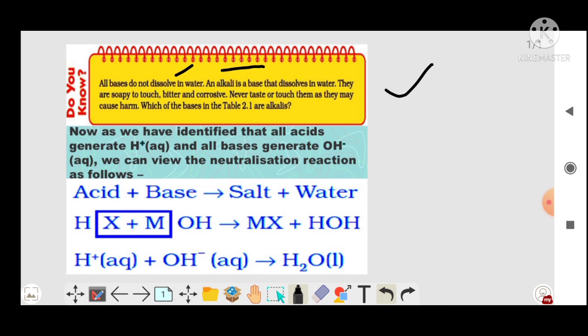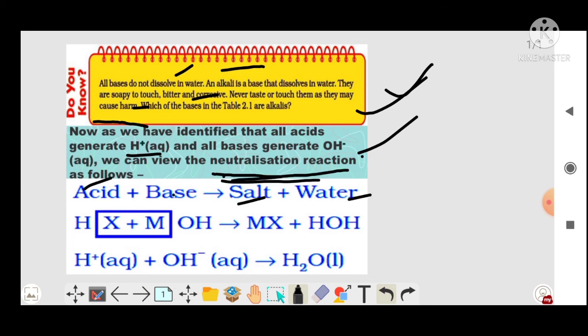ठीक है, alkali is soapy in touch, bitter and corrosive. Never taste or touch them as they may cause harm. Okay, this is about alkali. देखो, so we identified that acid generate H plus ion in water and base generate OH minus ion in water. So there is a reaction between acids and bases that is called neutralization reaction. Okay, so acid and base, salt and water produce हुआ है.